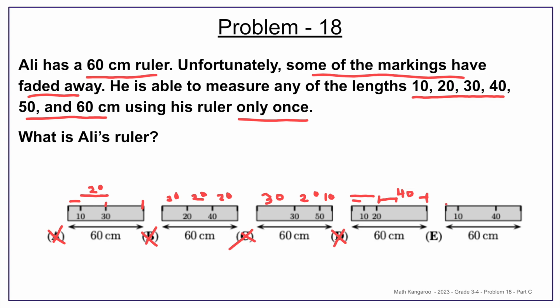Option E. Can we measure 10? Yes. Can we measure 20? Yes, because 60 minus 40 is a 20 difference. We can measure 20. Can we measure 30? Yes. 40 to 10 gives us 30. We can measure 30 here. Can we measure 40? Yes, 40 is here. 50 from 60 to 10. That is our 50. We can measure 50. 60, yes, this is 60. So we can measure all these lengths. So our answer is option E.